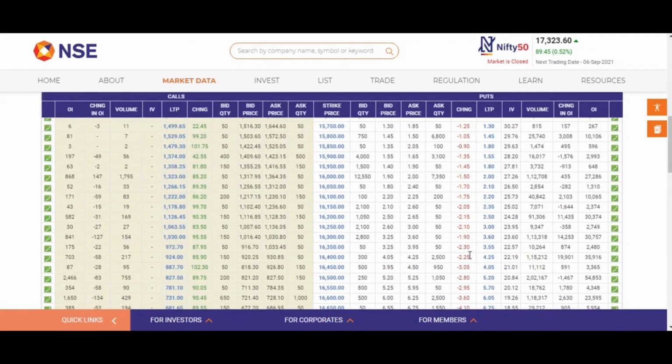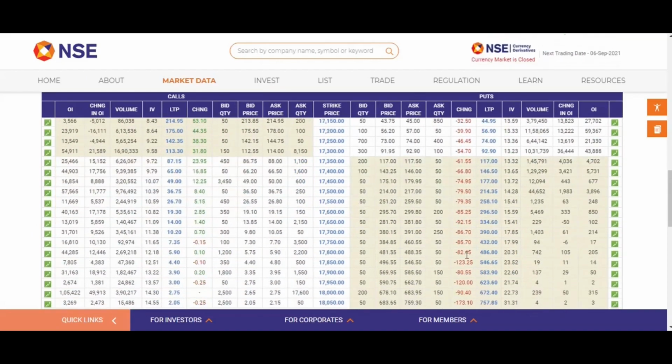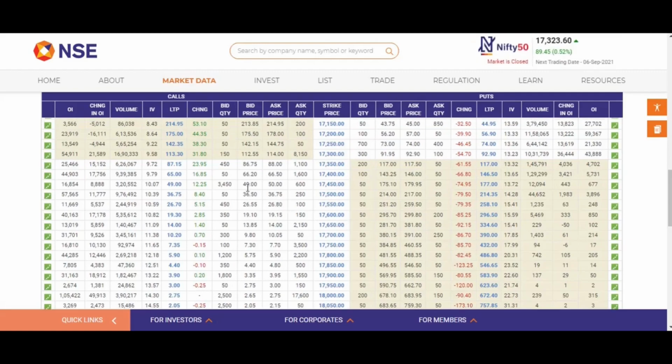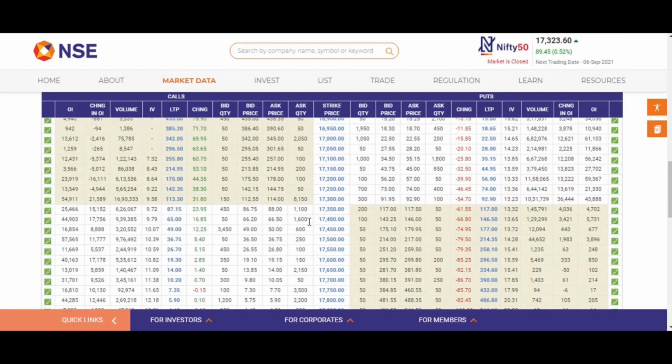Okay, so here's the chart. Let's go again to our Nifty chart and see how to use it now, how to use this option chain analysis. So we have understood what is an option. We have understood what are calls. We have understood what are puts. We have understood at the money, out of the money, short covering, long unwinding, long build up, short build up. Everything is clear. Now let's understand how to use it.